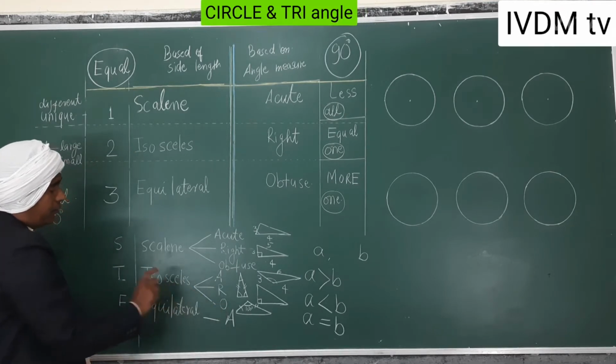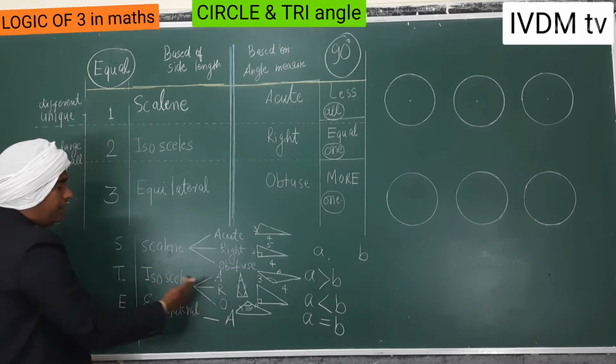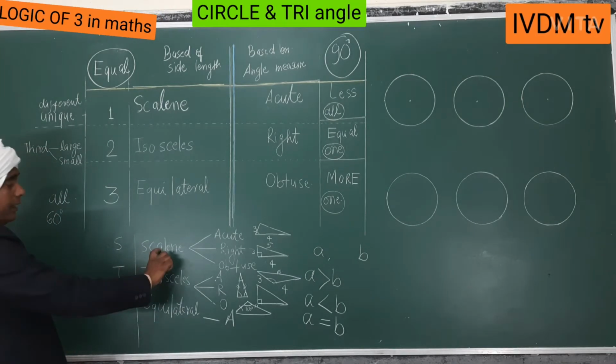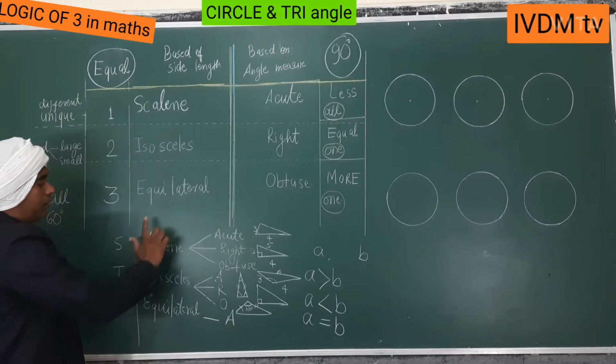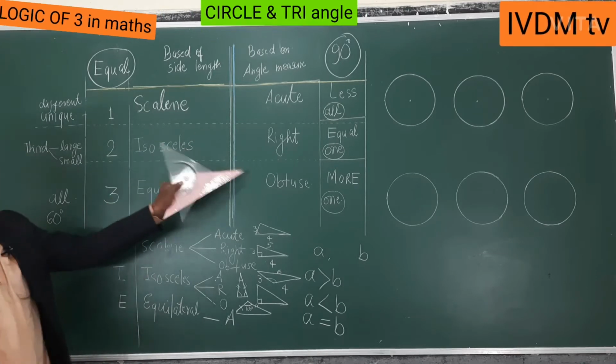Obtuse angle also may be both. Obtuse angle may be scalene, obtuse angle may be isosceles also. So these two include 3 and 3, but equilateral is only 1, 1. So we actually have this type of triangles, 3 here, 3 here.